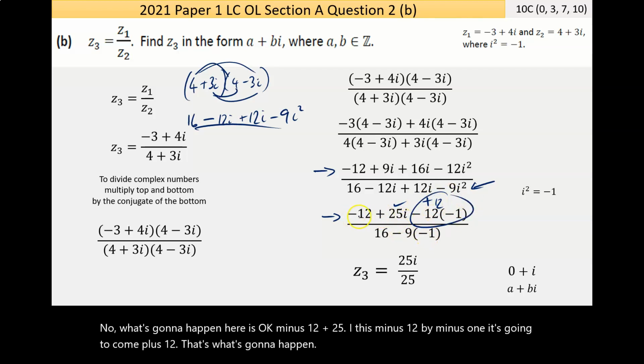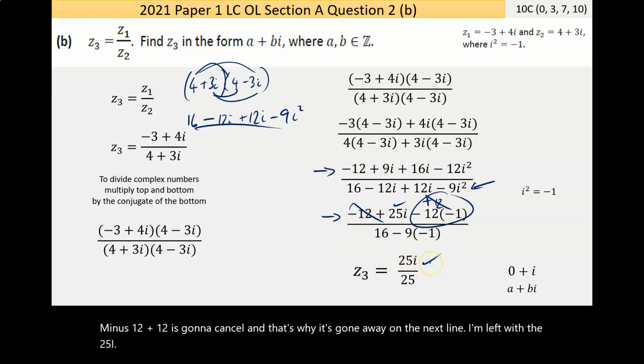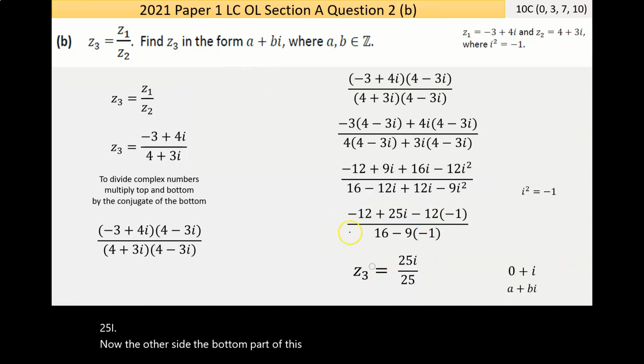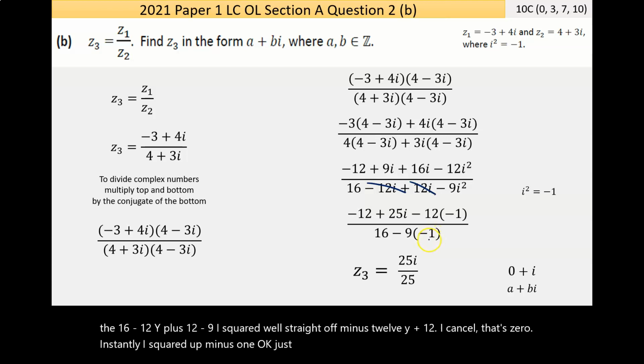Now, minus 12 plus 12 is going to cancel, and that's why it's gone away on the next line. I'm left with the 25i. Now the bottom part of this whole complex fraction, we're left with 16 minus 12i plus 12i minus 9i squared. Straight off, minus 12i plus 12i cancel. That's 0. Instead of the i squared, I put minus 1, just like before, since i squared is minus 1.